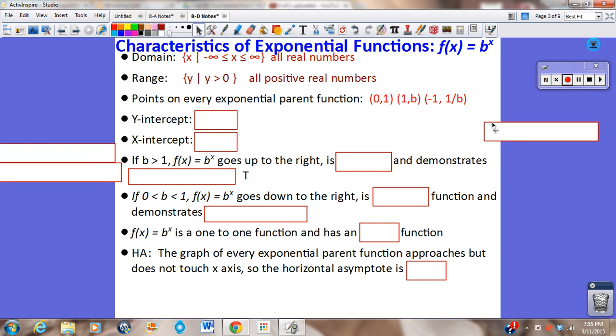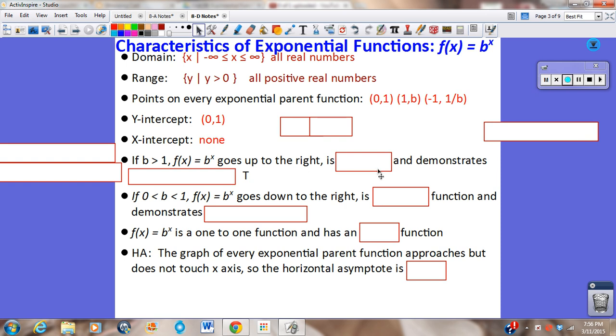There are 3 points that are on every exponential parent function: (0, 1), (1, b), where the b comes from here, and then (-1, 1/b). Again, the b comes from here. Your x-intercept is always 0, 1. Your y-intercept is always 0, 1. It doesn't have an x-intercept because it never approaches the x-axis. It approaches but never crosses. So y-intercept is always 0, 1.